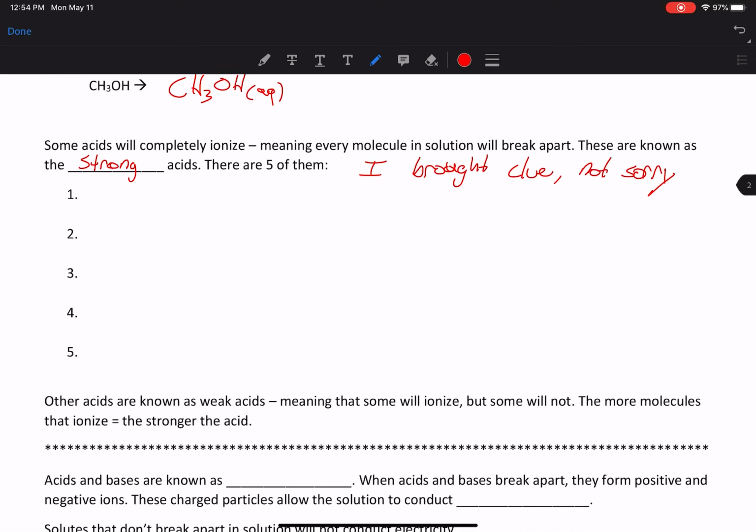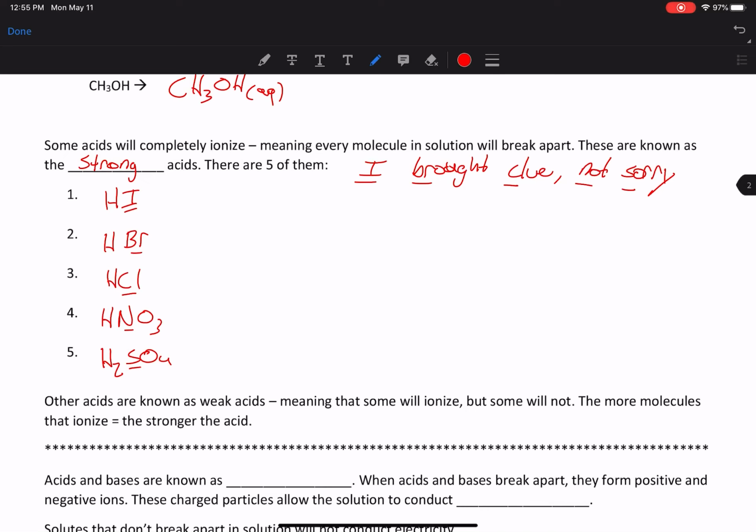And so your 5 strong acids are HI, HBr, so those are hydroiodic acid and hydrobromic acid. You also have HCl, hydrochloric acid. You have HNO3, that's nitric acid. And then the last one is H2SO4, so that is sulfuric acid. And so these atoms that the hydrogens are all bonded to, that's where you get the acronym over here.